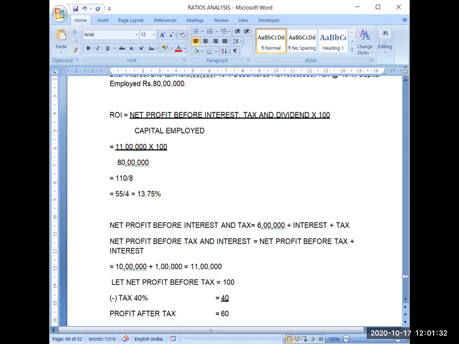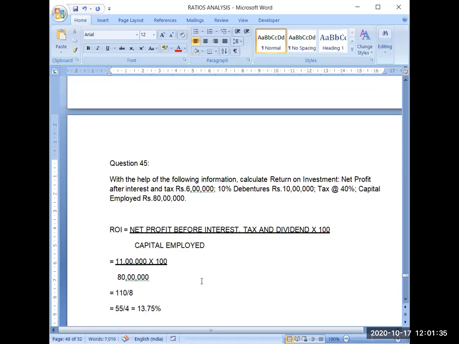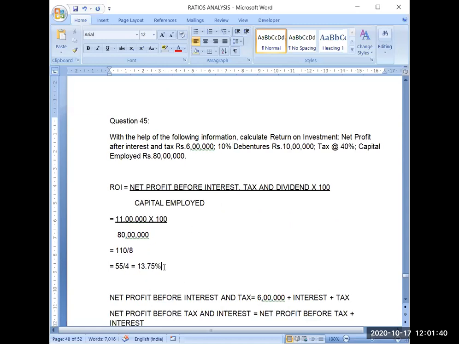Now if I am borrowing funds, you can see I have borrowed the funds at the cost of 10%, but actually I am earning on my funds 13.75%. So that is the concept of trading on equity: I am earning more than the percentage I have to pay as interest. In that case, I will get some advantage and my earning per share will increase up to a limit.